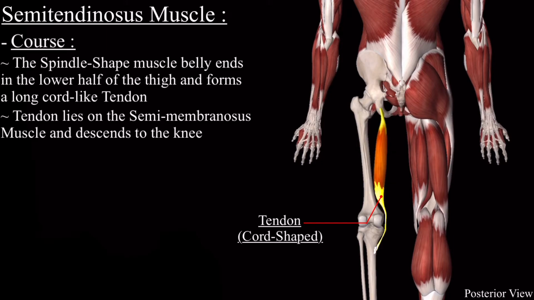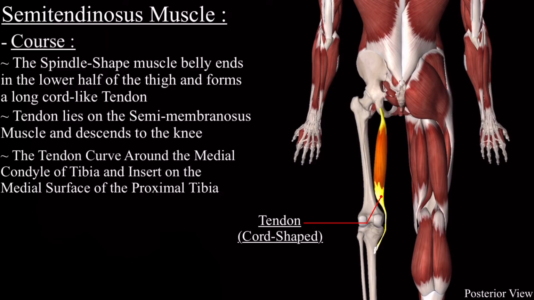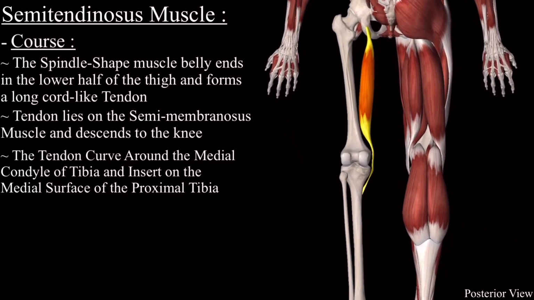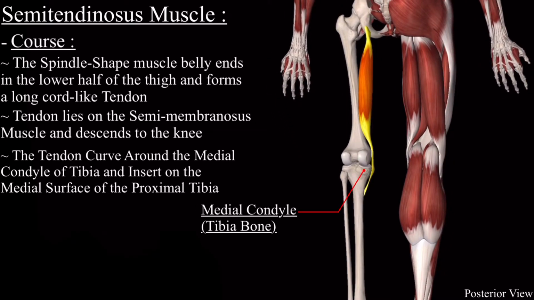The tendon curves around the medial condyle of the tibia and inserts on the medial surface of the proximal tibia. Appreciate the medial condyle of the tibia bone and the tendon of semitendinosus muscle curving around the medial condyle.